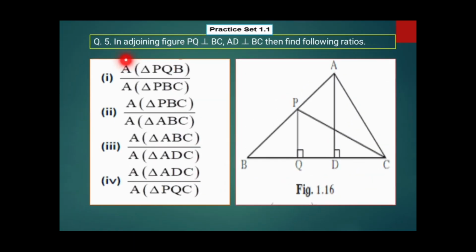Question number 5. In adjoining figure, PQ perpendicular to BC, AD perpendicular to BC, then find the following ratios. In figure 1.16, this PQ perpendicular to BC, this AD perpendicular to BC is given. We have to find a ratio. So first ratio is area of triangle PQB upon area of triangle PBC.